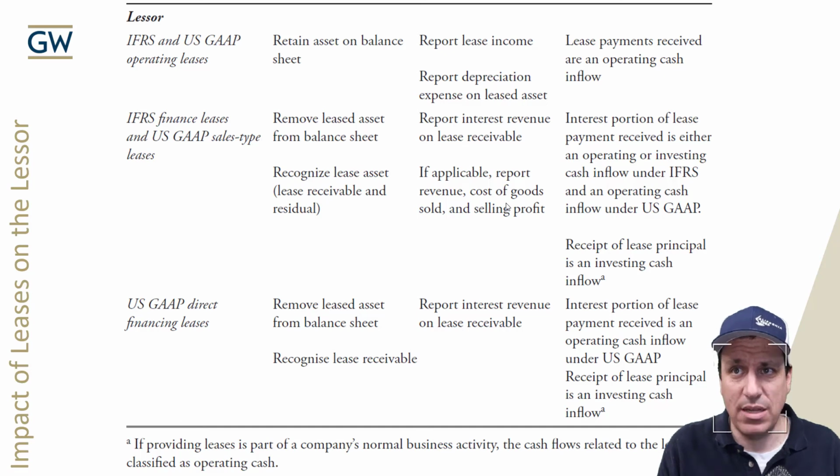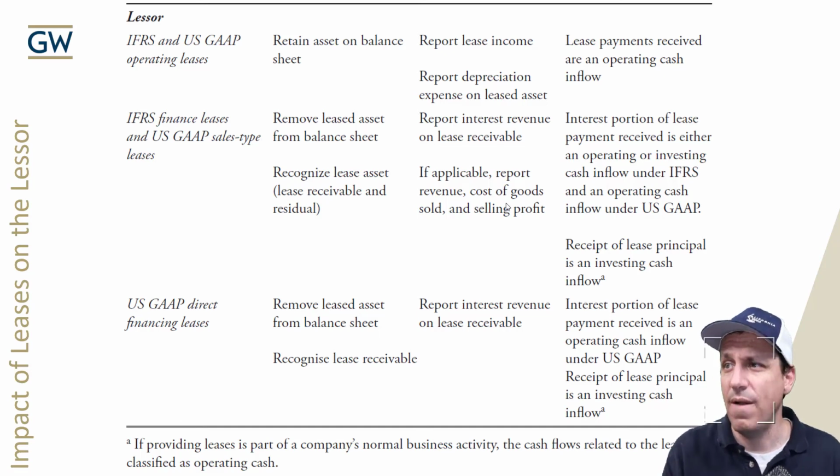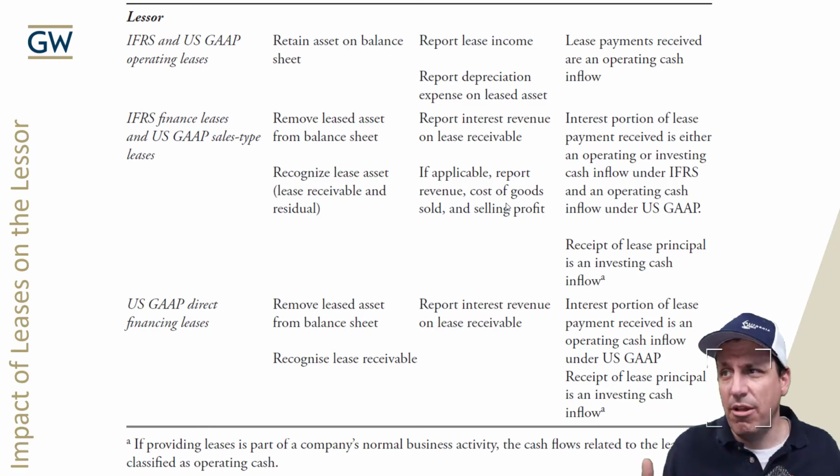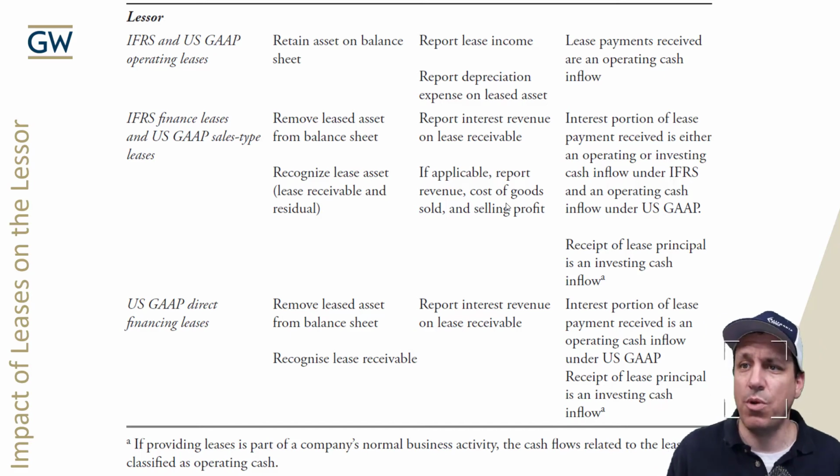You're keeping the asset on because you're the lessor, right? That's what it says up at the top left-hand corner there. And so you're going to keep the assets on. You're just going to report lease income and depreciation expense on the leased assets for your income statement. And then statement of cash flows, lease payments received are going to be an operating cash flow. This is part of your normal operations.